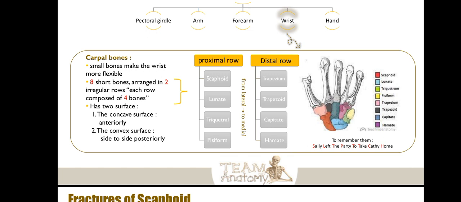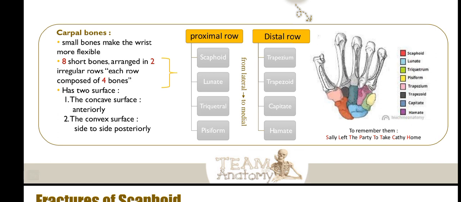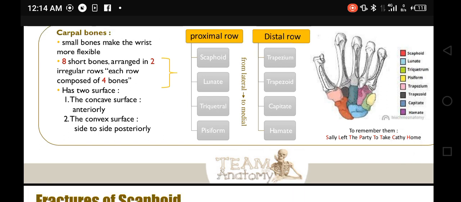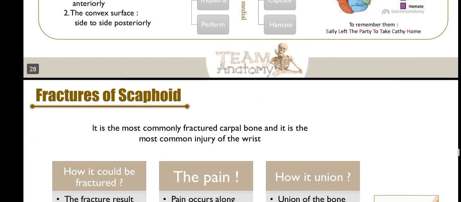So we're up to the wrist now. The carpal bones, I told you, the mnemonic for grabbing the carpal bones, you can see here. Sally left the party to take Cathy home. It's pretty simple, right? But to me, I would say she looks too pretty. Try to catch her. The same thing. Scaphoid, lunate, triquetral, pisiform, trapezium, trapezoid, capitate, hamate.